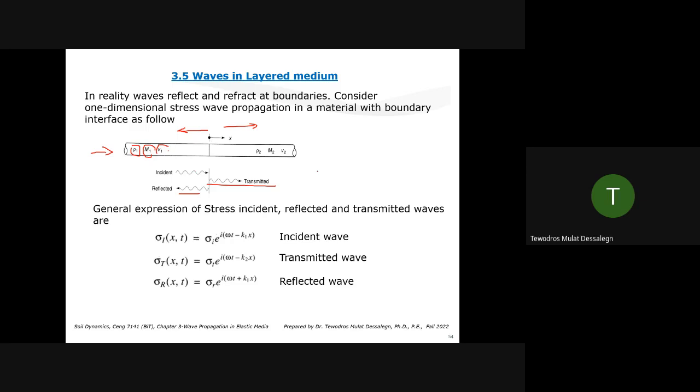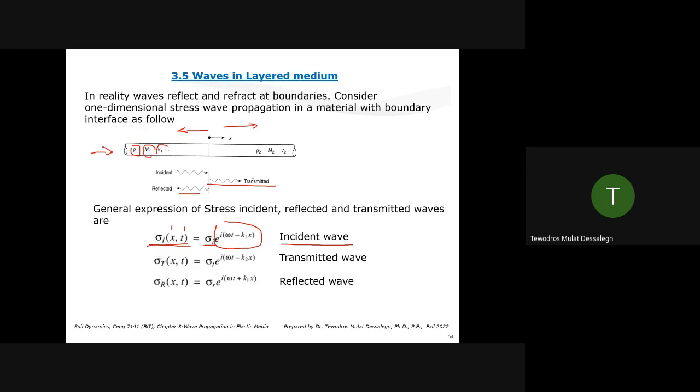From the solution of the wave equation earlier, we know that the incident wave stress, which varies in terms of distance and time in the bar, was given by the amplitude of stress times this complex function: e to the power of i, where i is the square root of -1, which is a complex number, in brackets ωt minus k1x. It is a function of t and x, and k1 is a constant. This is for the incident wave.